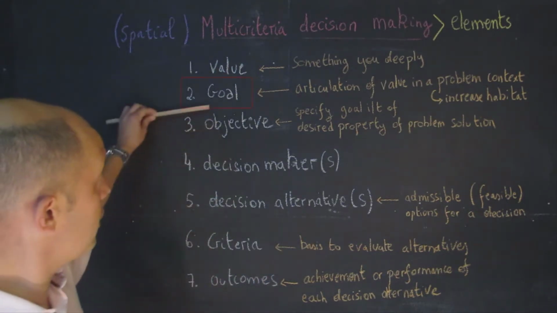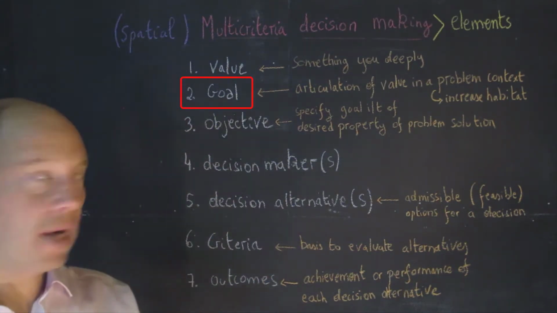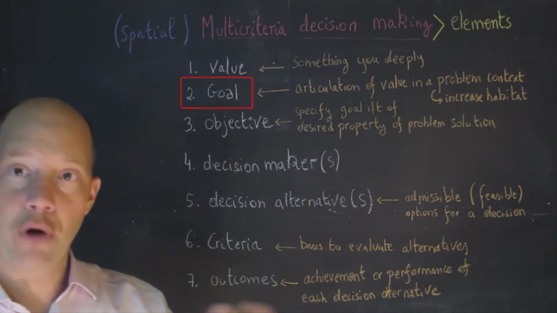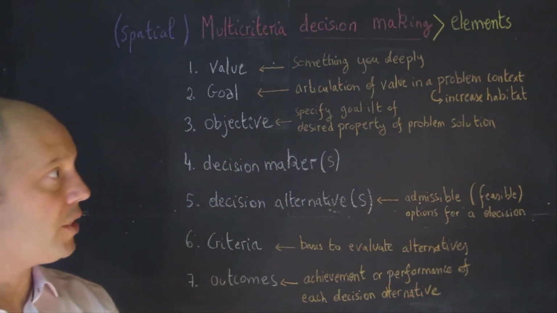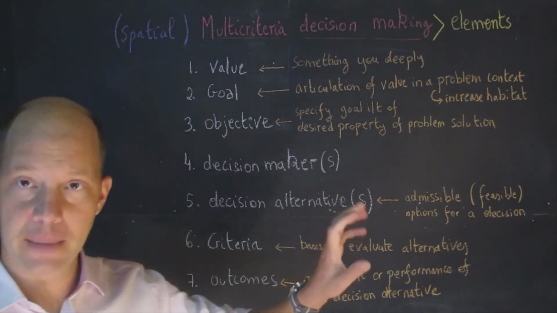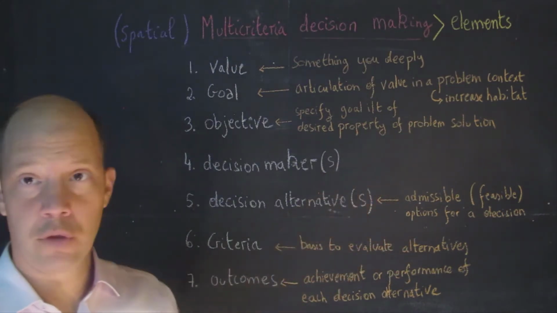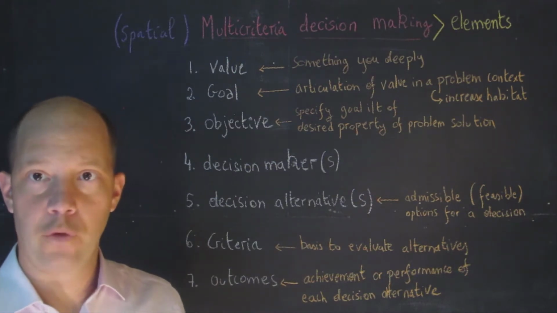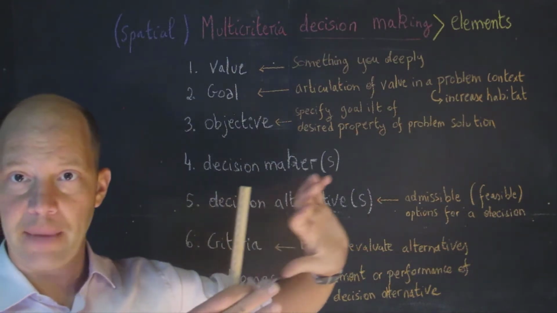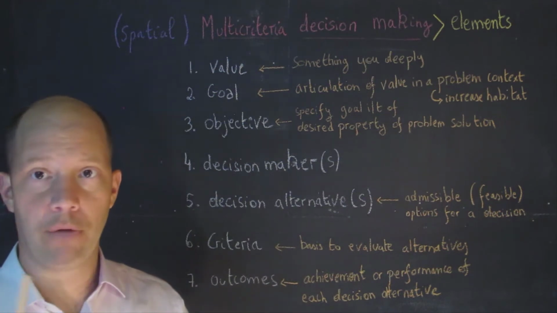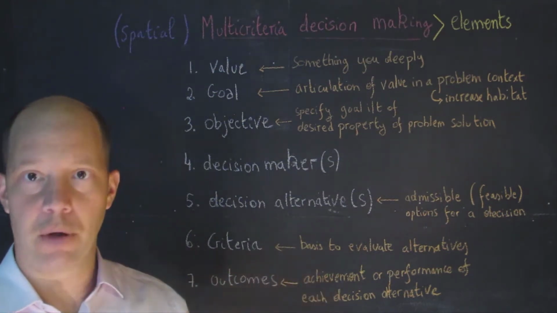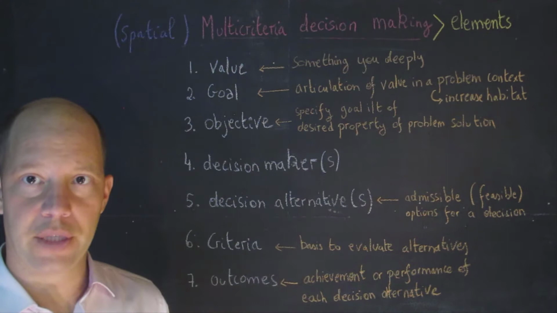The second is goal. So we're trying to articulate those different values in a problem context. For instance, based on the example that I showed earlier about biodiversity, it may simply mean we want to increase the habitat. So that may be, for instance, set aside more parcels for biodiversity or for nature protection and so on, something that we have talked about earlier in this class.